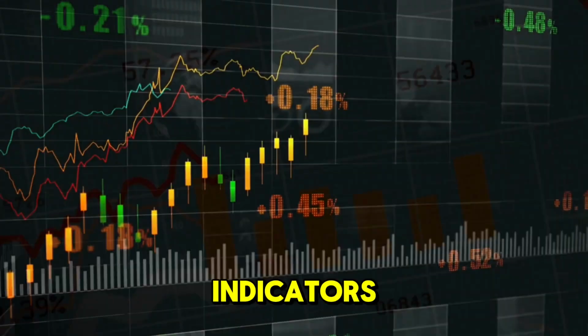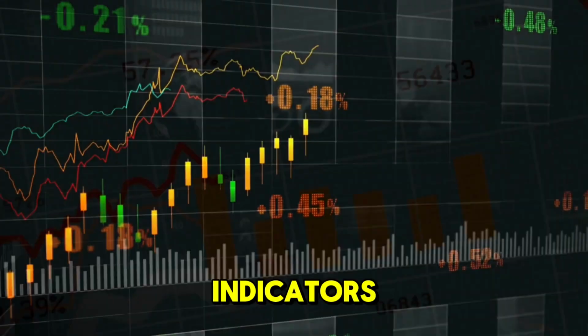Now that you know the basics of candlestick patterns and key indicators, how do you put it all together? Here's a quick step-by-step strategy for reading Forex charts like a pro. Identify the trend. Use moving averages to determine if the market is in an uptrend, downtrend, or sideways. Look for patterns. Scan for candlestick patterns like dojis, engulfing patterns, or hammers. Confirm with indicators. Use RSI or MACD to confirm the strength of the trend or possible reversals. Set your entry and exit points. Once everything aligns, set your entry and exit points to maximize profits and minimize losses.